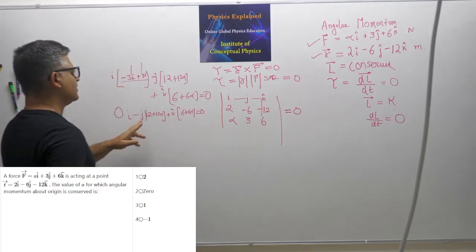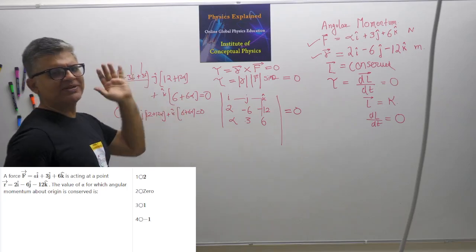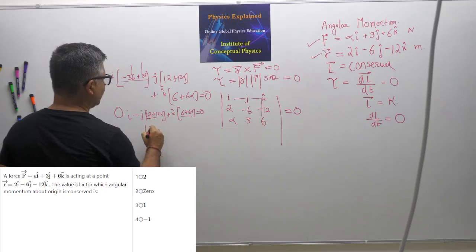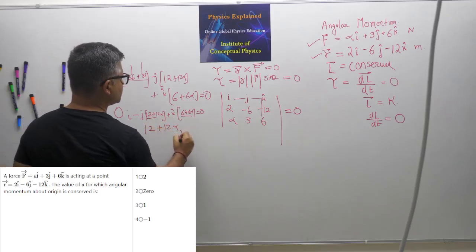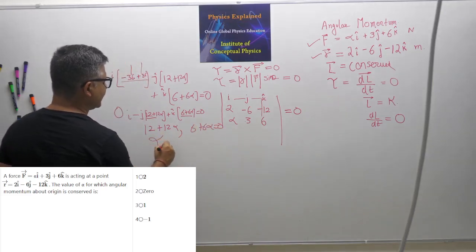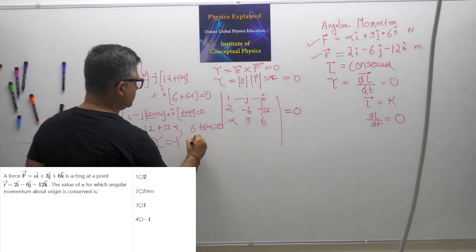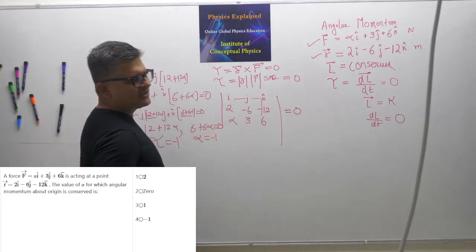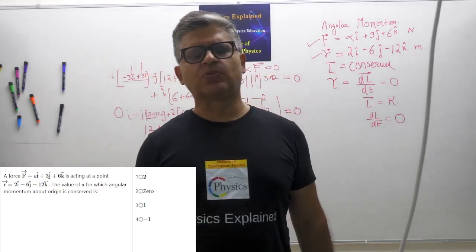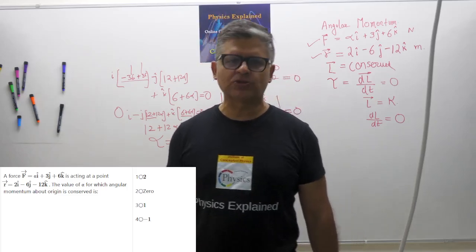Now we know this vector should have come out to be a 0 vector. Which means if I use this or this equation, 12 plus 12 alpha is equal to 0, or 6 plus 6 alpha is equal to 0. In both the cases, I get alpha is equal to minus 1. So if you note the choices, I think the last choice which is given is minus 1. So the value of alpha is minus 1.